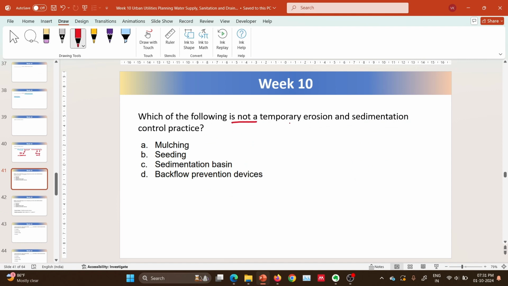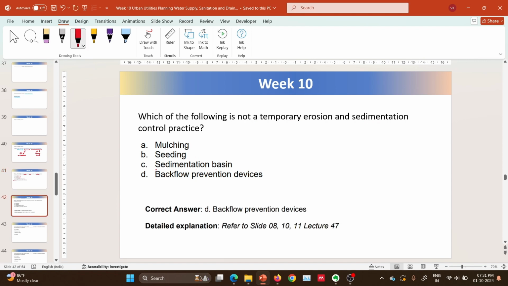Which of the following is not a temporary erosion and sedimentation control practice? So this is temporary, this is temporary, this is also temporary. This is not temporary: a backflow prevention device is not a temporary erosion and sedimentation control practice. The answer is D.